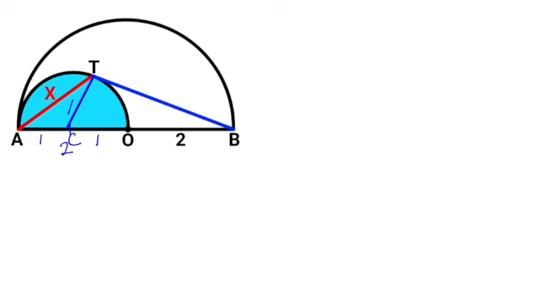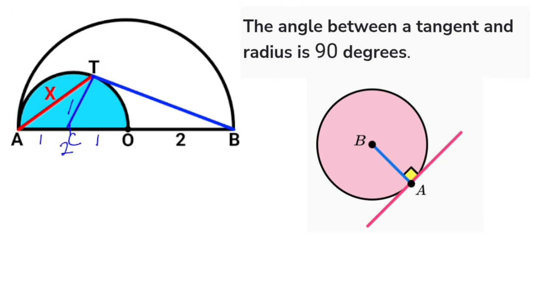Now, let's recall the circle theorem of tangent and radius. It states that the angle between a tangent and radius is 90 degrees. Because segment BT is tangent to the small semicircle at point T, from this theorem, the radius segment CT is perpendicular to segment BT. This creates a right-angled triangle, triangle CTB.